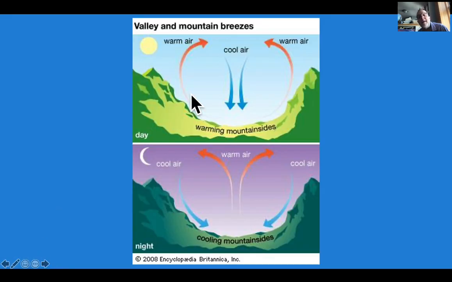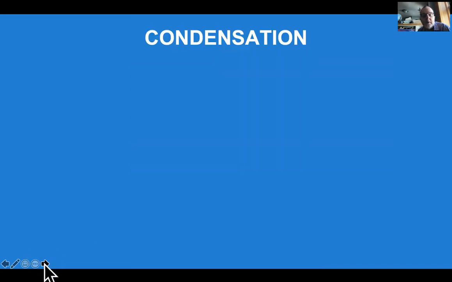And you also get this in the mountains. In the daytime, you can get it warming in the valley. The air rises, so you get a warm breeze as you're climbing the mountain, and then cool air sinks down towards the valley. And then at night, you get air lifting up from the valley and sinking along the mountain wall, and you get a cool breeze down into the valley. So local winds. And that brings us to the subject of condensation, which is an important and independent subject on its own.